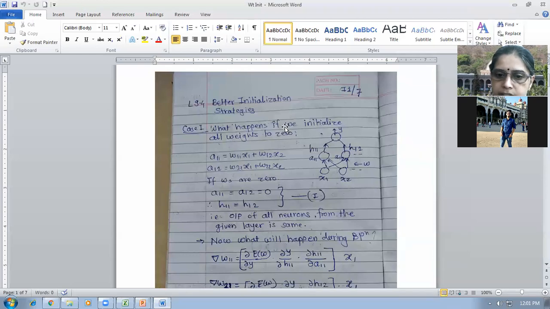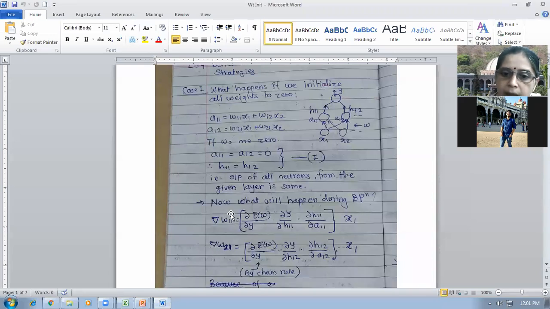Similarly, instead of initializing to 0, if we start with the same initial weight values, if W11 is the same as W12, if it is the same as W21, and if it is the same as W22, then all weight values are the same, and hence your change in weight will be the same. All weights will progress in the same direction, or they are updated by the same amount. So it won't be useful to achieve your desired output.